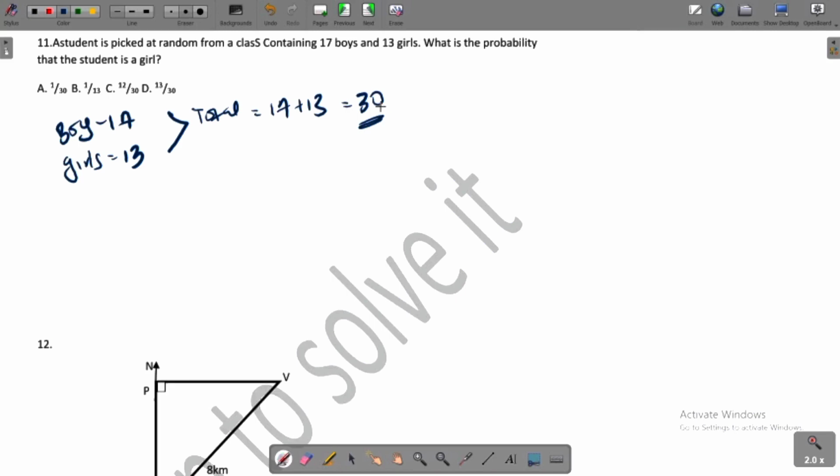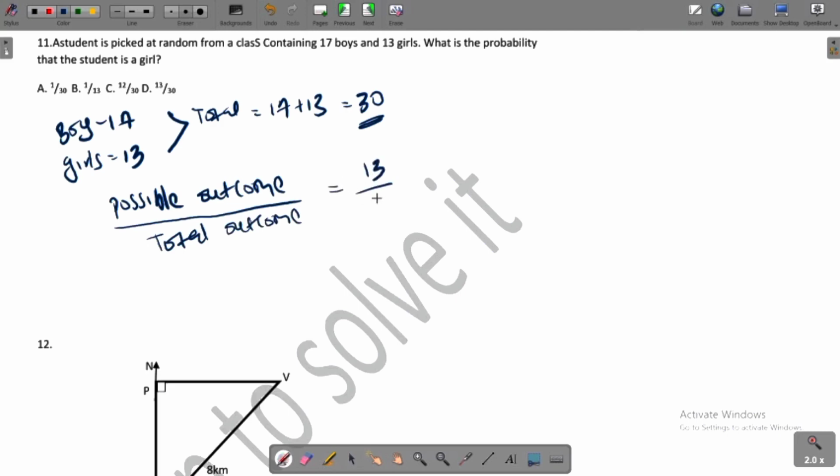It now asks, what is the probability that the student is a girl? So the probability that the student is a girl is the possible outcome for girl over the total outcome. The possible outcome for a girl is 13, and the total outcome is 30. So this is straightforward. You have the answer as well, D.